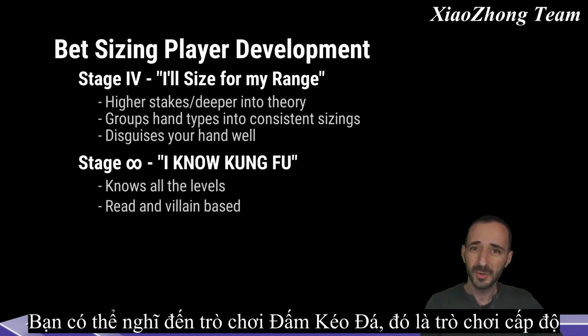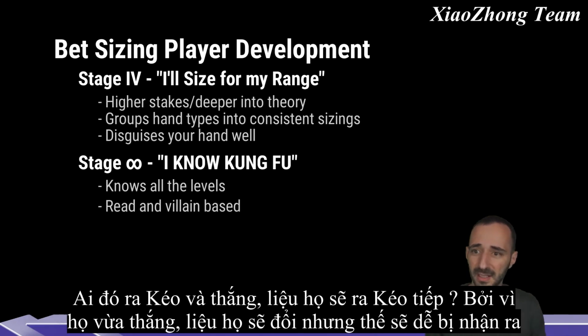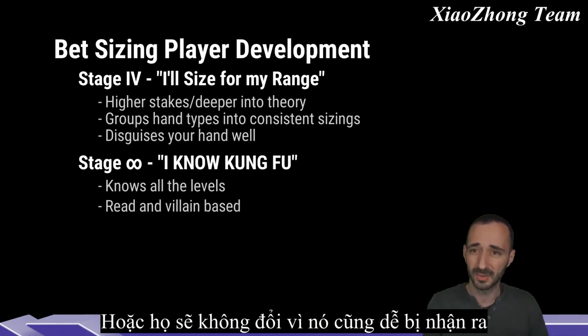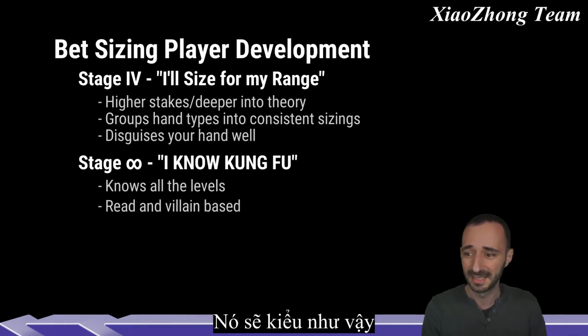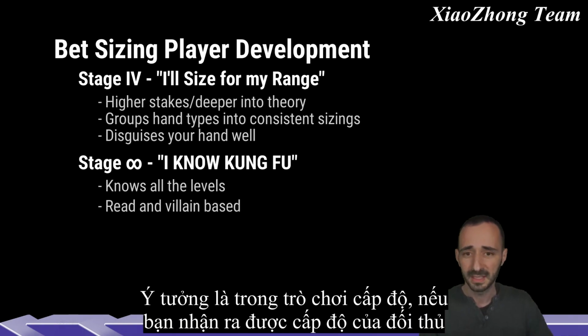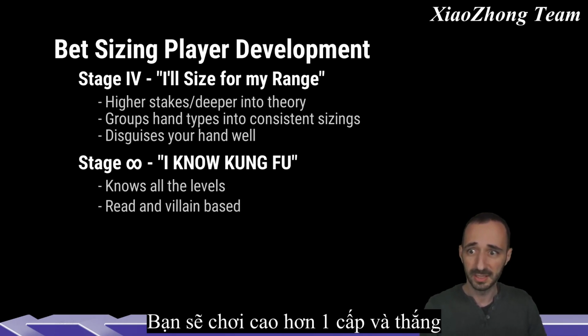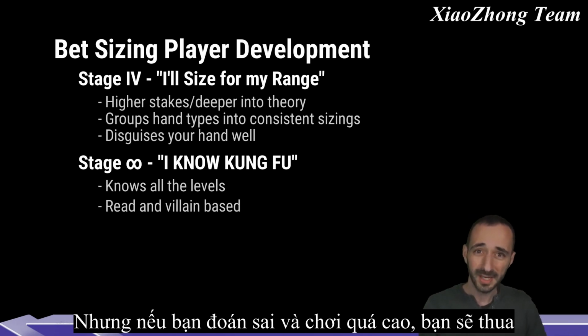Because you never know, if you think about rock, paper, scissors as a leveling game: someone threw scissors and they won. Are they going to throw scissors again because they just won, or will they switch because that's obvious, or will they not switch because it's obvious? This is called a leveling game. And the idea with the leveling game is if you recognize your opponent's level and you go one above, then you win. But if you misrecognize and you go two above, you lose.